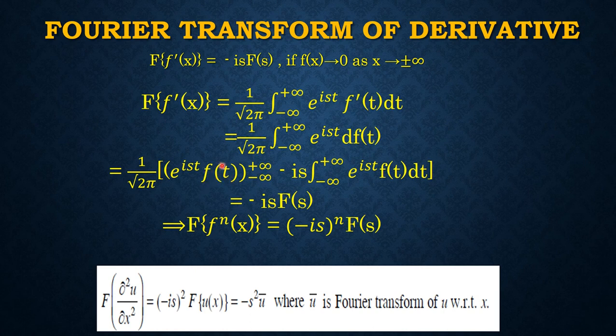Now this first term is 0 for t tends to plus or minus infinity, and the remaining integral is the Fourier transform of the function f(x), so it is equal to minus i s F(s). Thus the Fourier transform of f dash x is equal to minus i s into F(s).